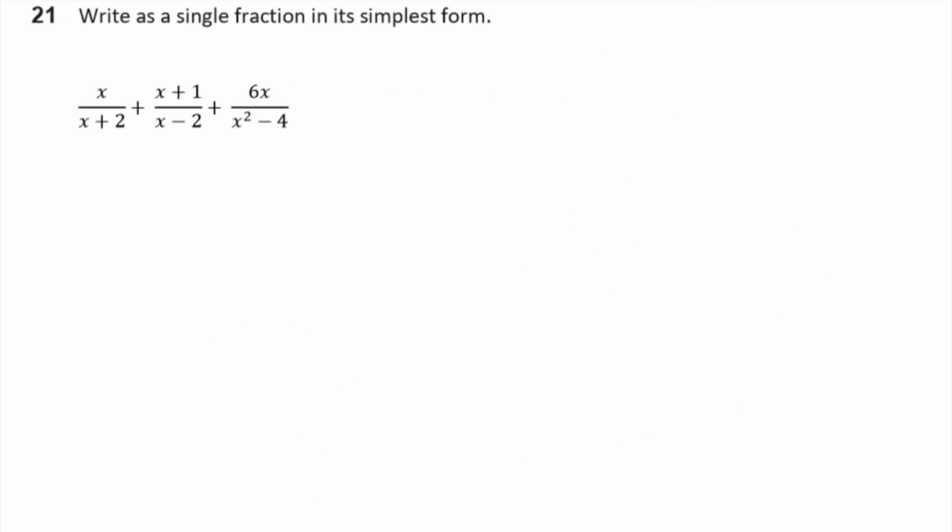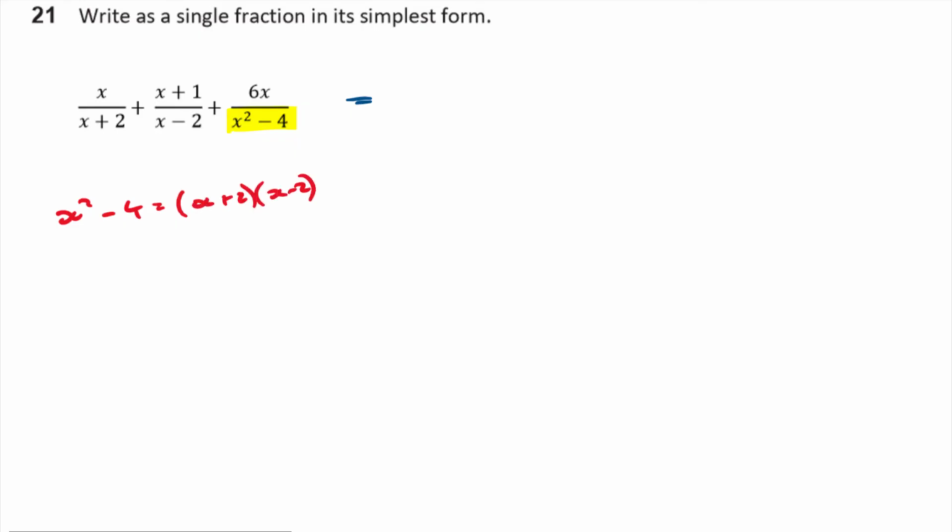Question 21, write as a single fraction in its simplest form. Okay. Now, I've got x over x plus 2, I've got x plus 1 over x minus 2, and I've got 6x over x squared minus 4. Now, I'm immediately noticing this one over here. This is the difference of two squares, isn't it? And x squared minus 4 actually factorizes into x plus 2, x minus 2.